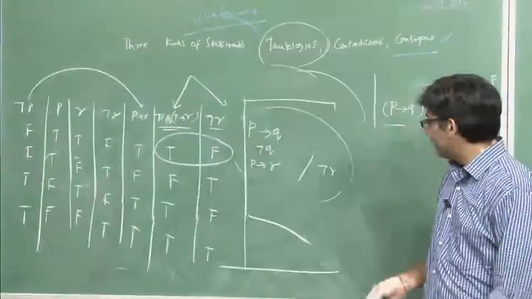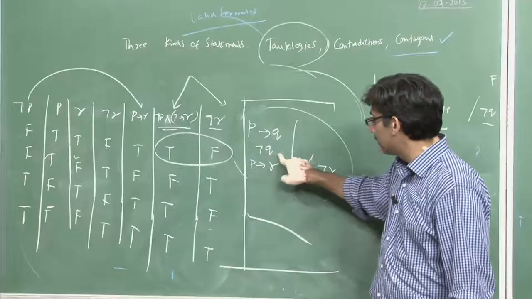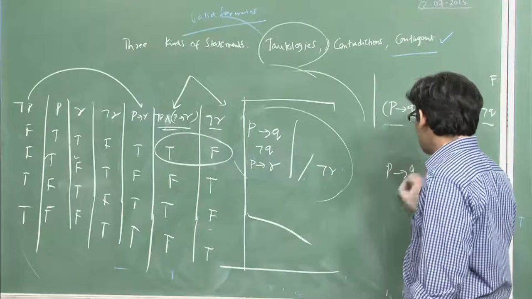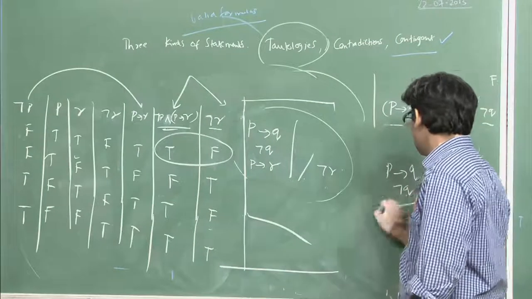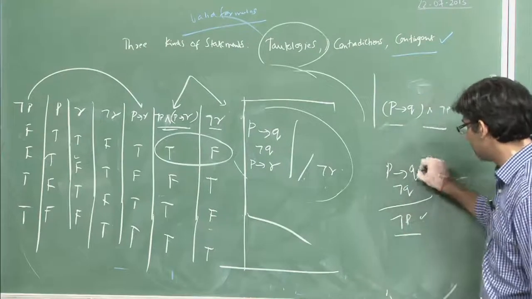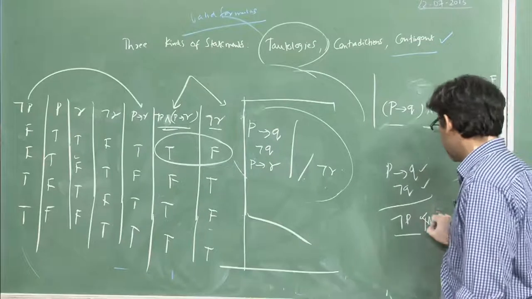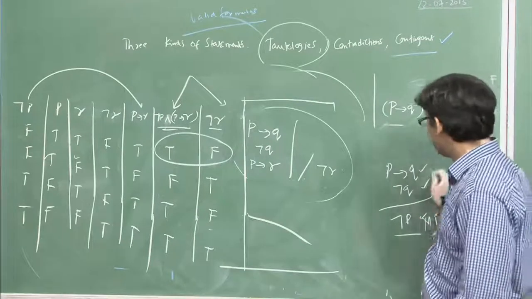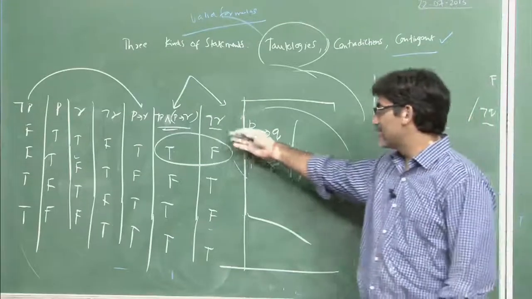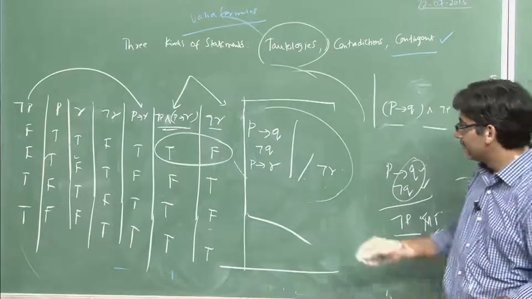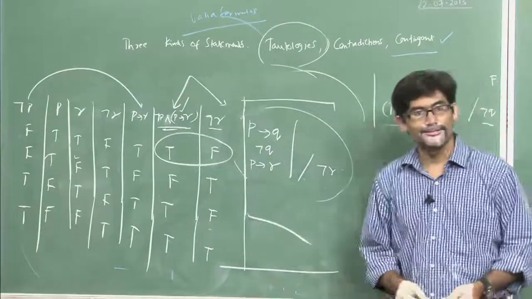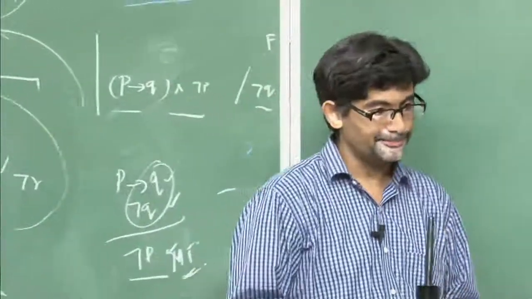So what have we done here? First we reduced P implies Q and not Q to this particular thing. Not P is a logical consequence of these two by using Modus Tollens. Now we have removed one variable, Q is not required here, and then we constructed the truth table for these things. We have seen that the premises are true and the conclusion is false, and hence the argument is an invalid argument.